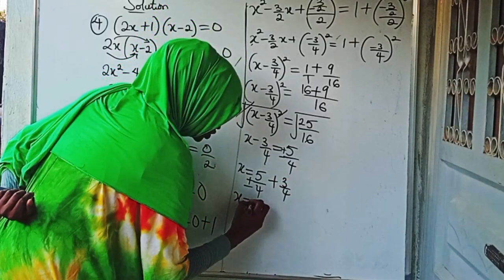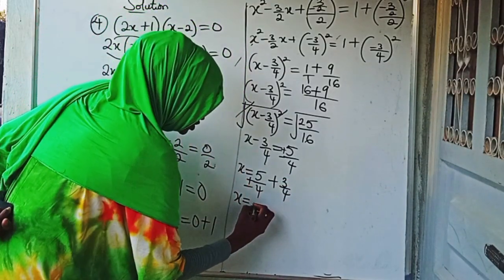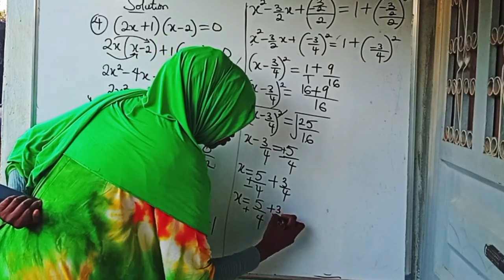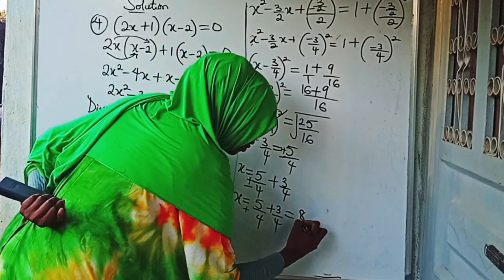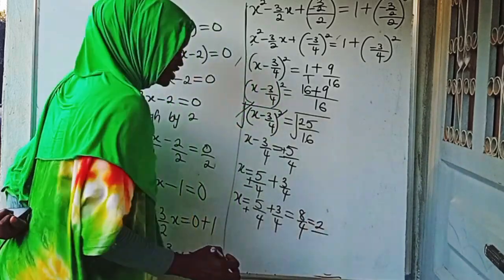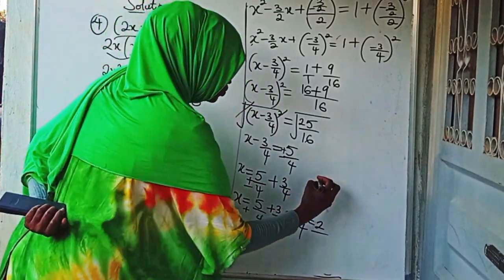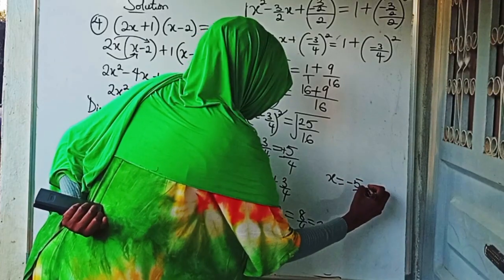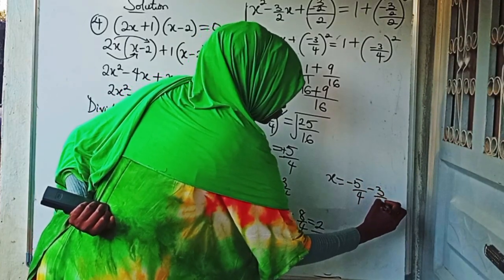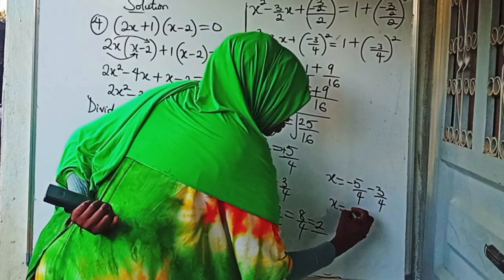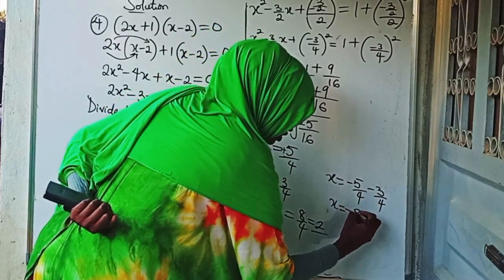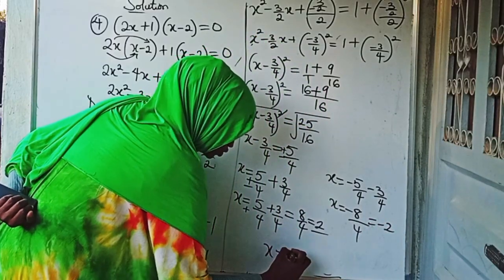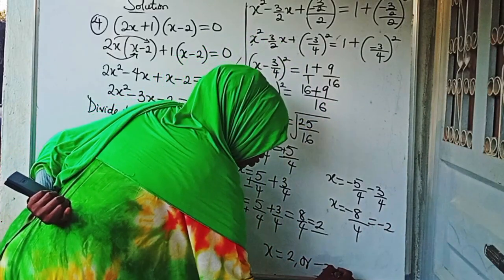So the value of x will be equal to, let's pick the first value here. We are going to have 5 over 4 plus 3 over 4. So this will give us what? 8 over 4, which is equal to 2. So this is the first value of x. So for the second one, we are going to have x is equal to minus 5 over 4 minus 3 over 4. So we have x is equal to what? Minus 5 minus 3 is minus 8. So we have minus 8 over 4, which is equal to minus 2. So the two values of x is what? x is equal to 2 or minus 2.